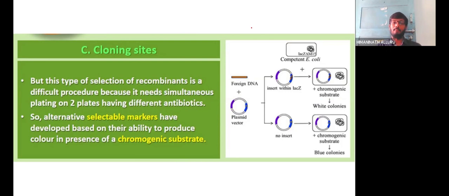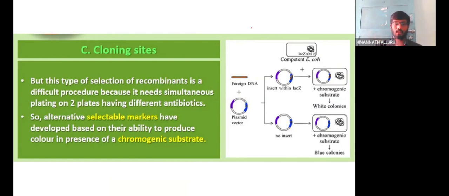That enzyme, if mixed with a chromogenic substrate, will give a blue color. The LacZ gene codes for the beta-galactosidase enzyme. This particular enzyme, when it mixes with the chromogenic substrate, will give a blue color. If the enzyme is not there, no blue color can be produced. Very simple idea, finished.